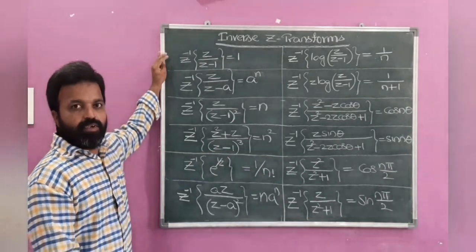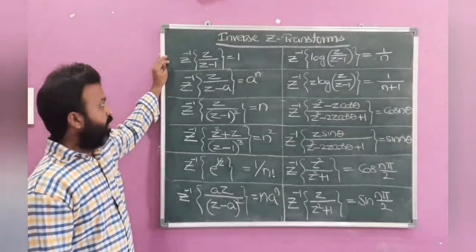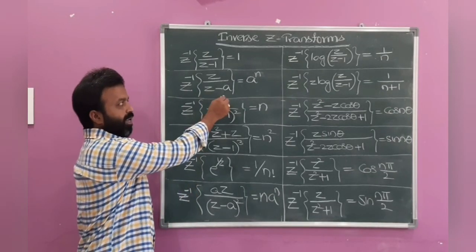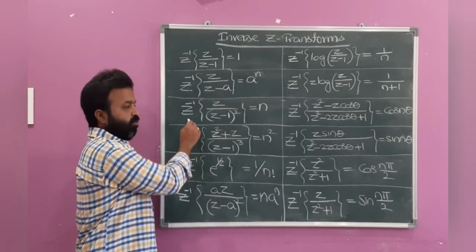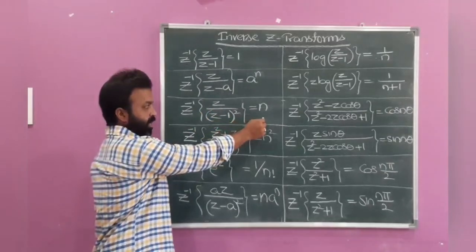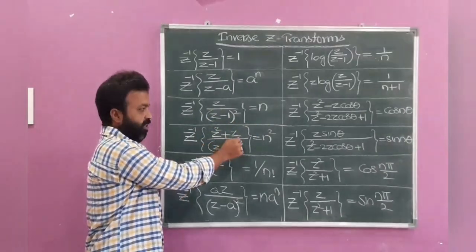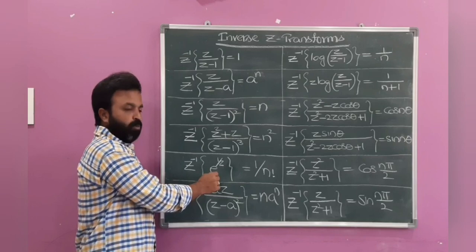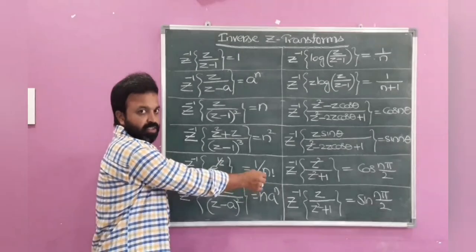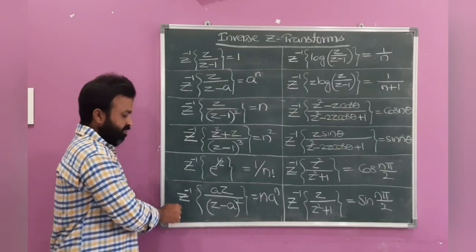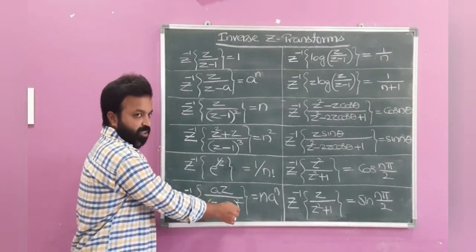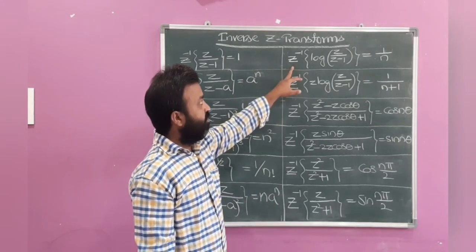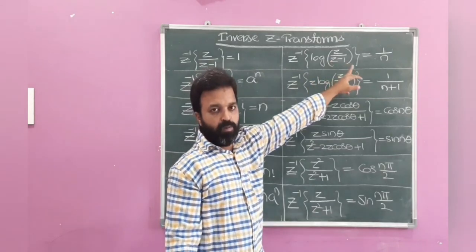These are some basic formulae of Z inverse. Z inverse of z by z minus 1 is 1, and Z inverse of z by z minus a is a power n. Z inverse of z by z minus 1 whole square is n. Z inverse of z square plus z by z minus 1 whole cube is n square. Z inverse of the exponential function e power 1 by z is 1 by n factorial, and Z inverse of a z by z minus a whole square is equal to n into a power n.